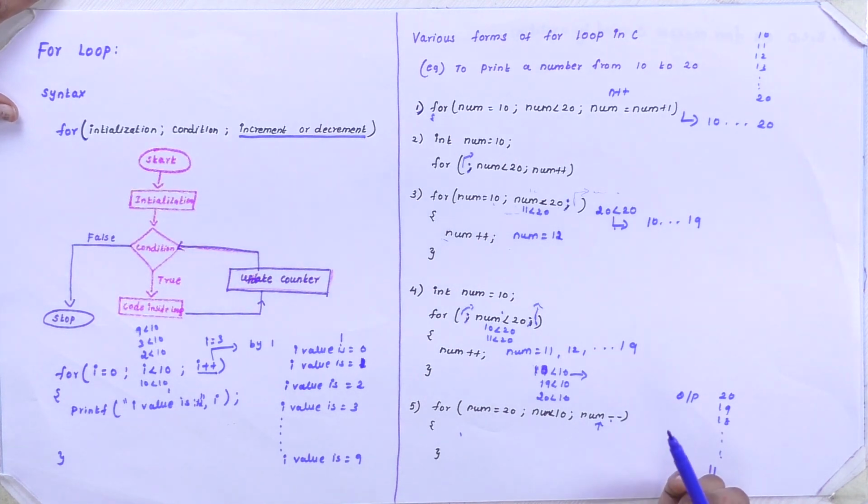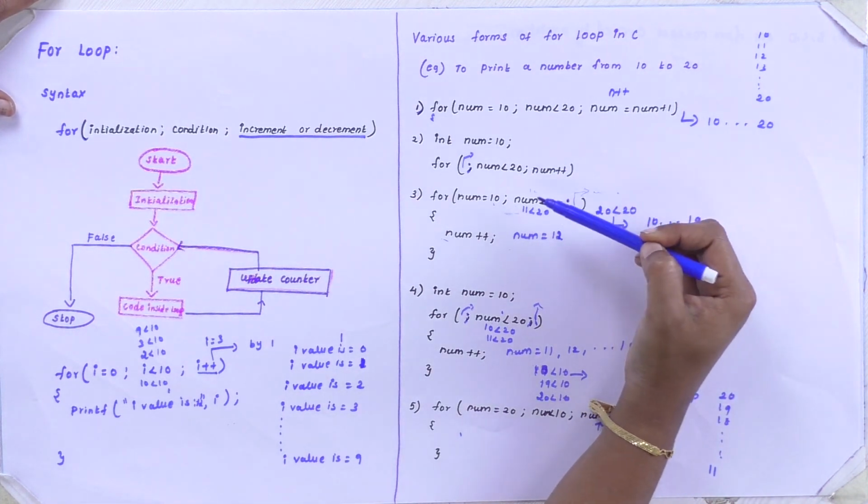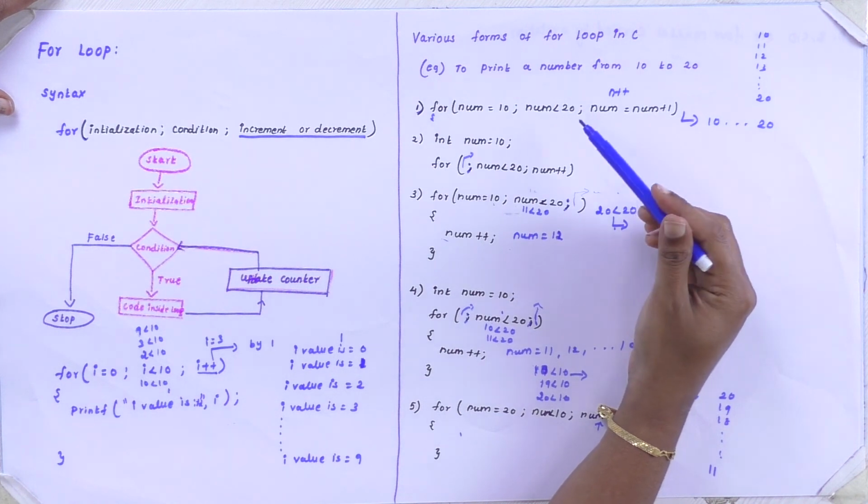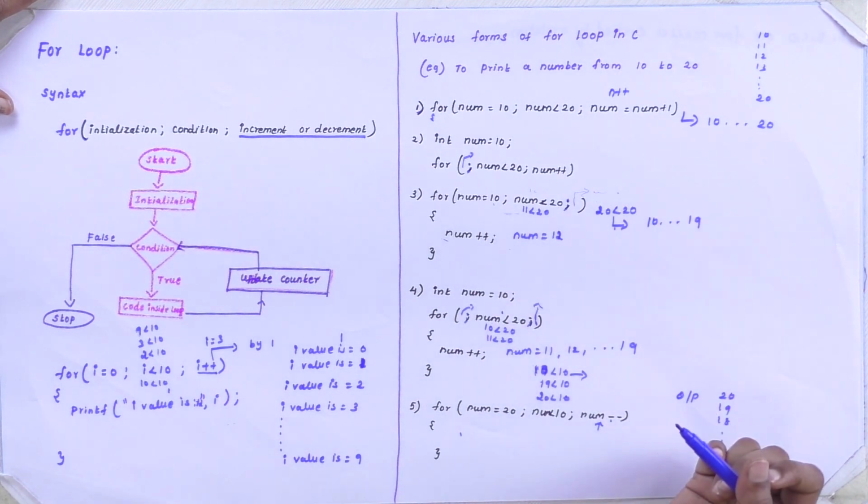So these are all the various forms of for loop. You can use any type of for loop like those mentioned here.